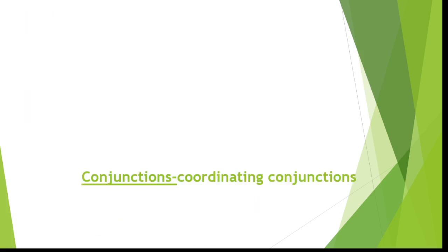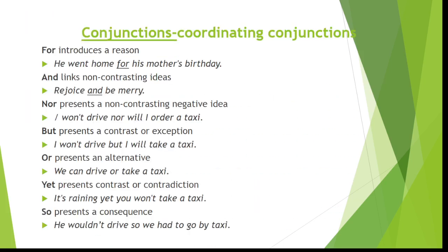Conjunctions. Coordinating conjunctions. For introduces a reason. He went home for his mother's birthday. And links non-contrasting ideas. Rejoice and be merry. Nor presents a non-contrasting negative idea. I won't drive, nor will I order a taxi. But presents a contrast or exception. I won't drive but I will take a taxi. Or presents an alternative. We can drive or take a taxi.